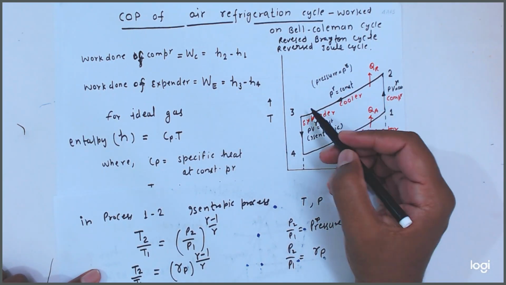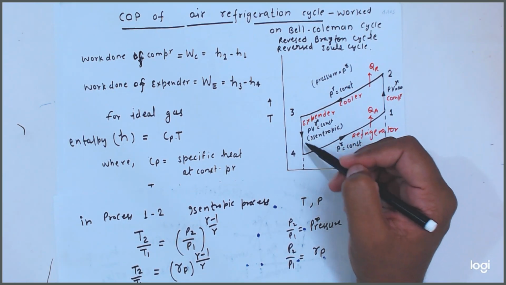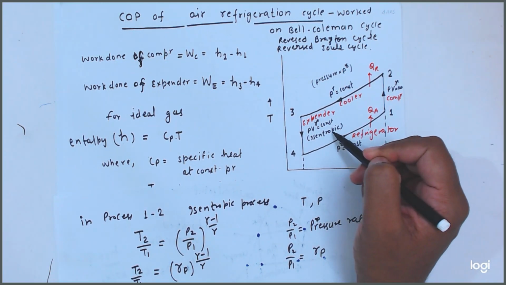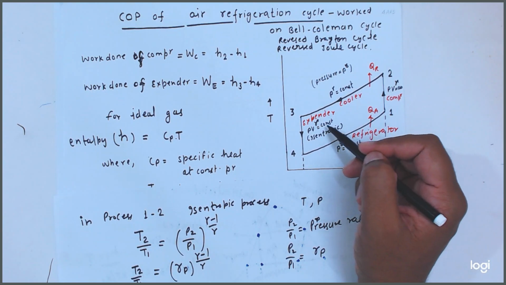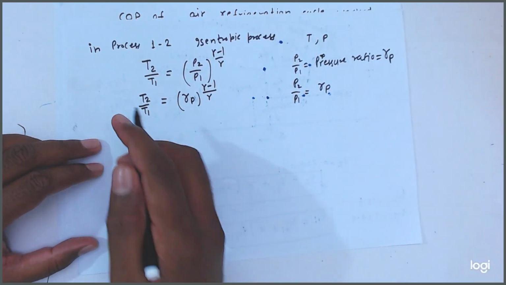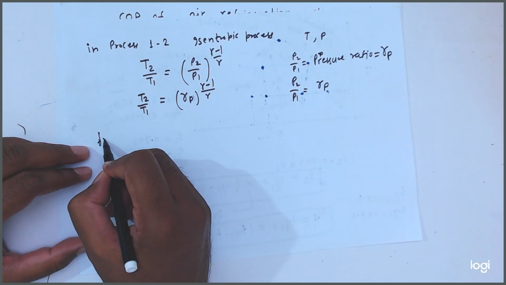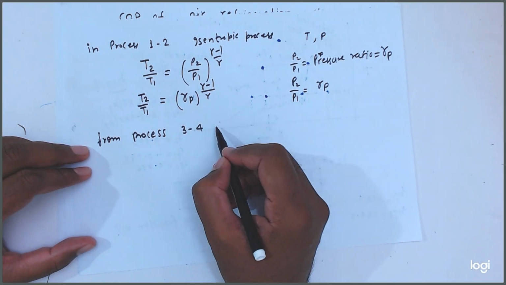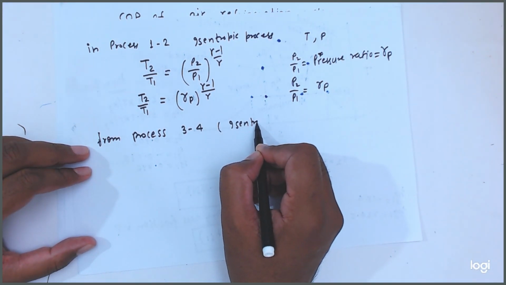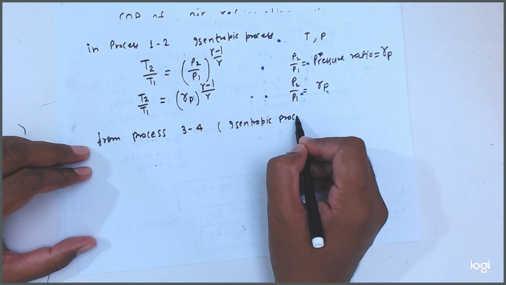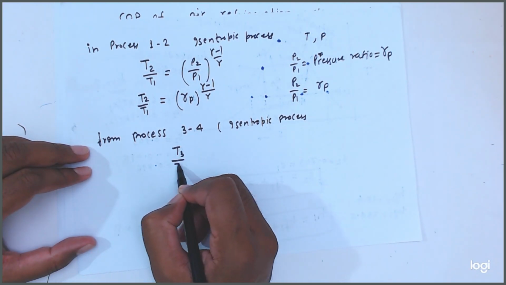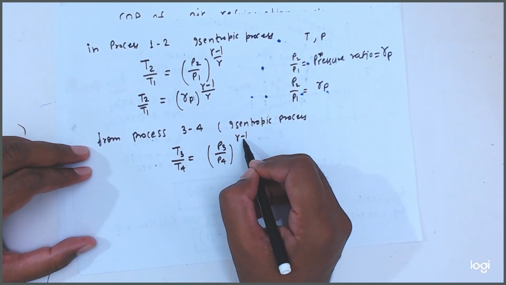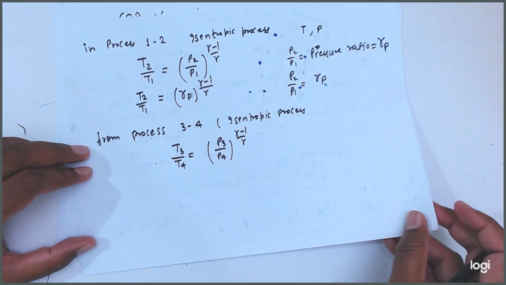Now similarly you see here in process 3 to 4, it is also an isentropic process and it will follow PV to the power gamma is equal to constant. So from process 3 to 4, because it is also an isentropic process, T3 upon T4 is equal to P3 upon P4 to the power gamma minus 1 upon gamma.